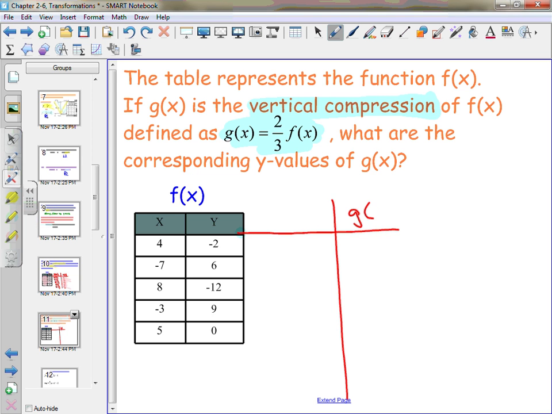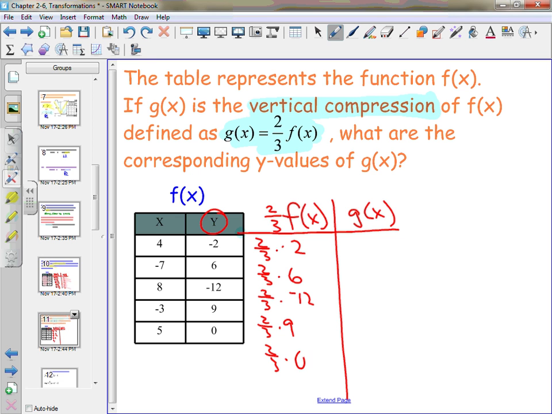So I'm going to take every one of my f values, which is my y, and I'm going to multiply them all by 2/3. Do we see that? Yes or no? So I'm going to have 2/3 times negative 2, 2/3 times 6, 2/3 times negative 12, 2/3 times 9, and 2/3 times 0.